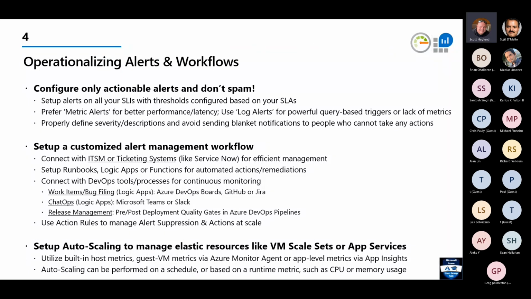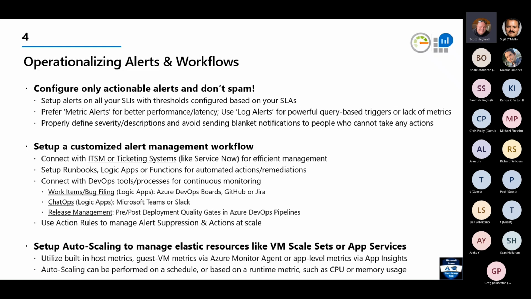Operationalizing and alerting, really focusing on workflow. This is where you configure only the actionable alerts and don't spam. Set up alerts on all those service level incidents with thresholds, configured based on those SLAs that we figured out from our strategy when we first got into this. Use metric alerts for better performance and faster latency. Use log alerts for more powerful query-based triggers.